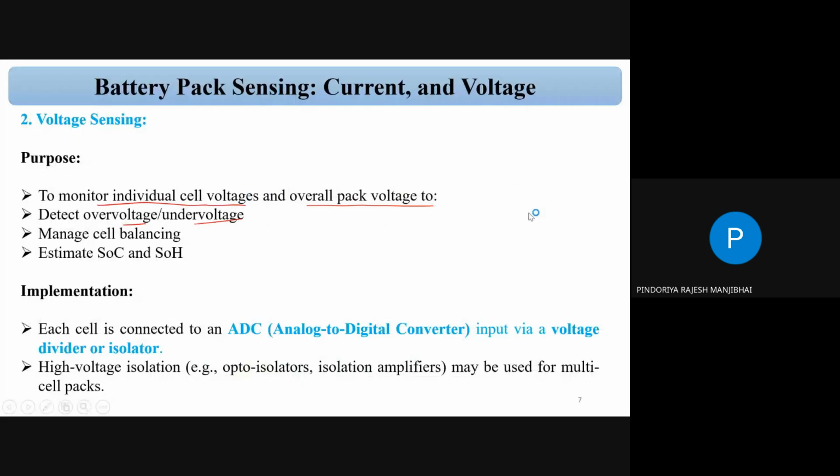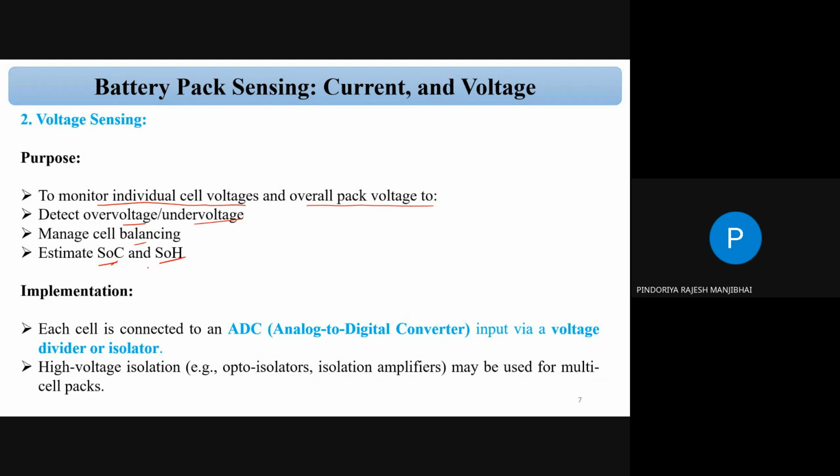So we have to measure over voltage and under voltage, manage the cell balancing, because cell balancing is the most important part, and estimate the SOC as well as the state of health. SOH is nothing but state of health, and SOC is state of charge.